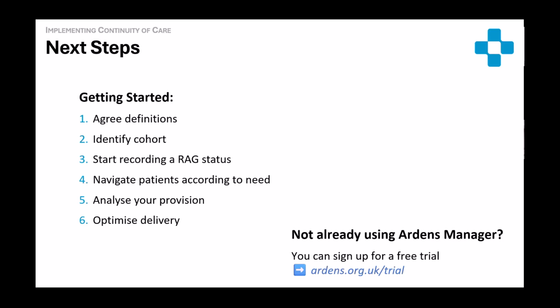So thinking about where to begin, if you're still in that category of haven't started or partially getting going and you just need to know where do I start: start small. Pick a cohort, agree your definitions, and focus on consistency first. You don't need to implement everything at once. If you don't have Ardens Manager, it's absolutely possible to implement continuity of care without it. It's just that analysing and optimising becomes manual and scaling is that much harder.